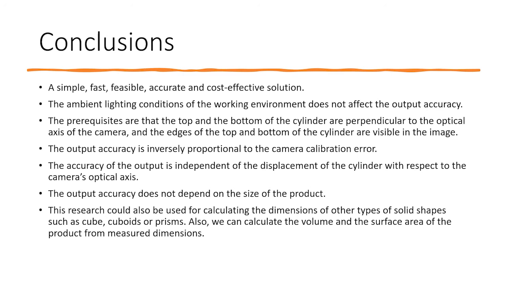Also, the output accuracy is inversely proportional to the camera calibration error, and the accuracy of the output is independent of the size of the product and the displacement of the cylinder with respect to the camera's optical axis. Moreover, we can use this research to calculate the dimensions of other types of solid shapes such as cuboids or prisms. We can also calculate the volume and the surface area of the product from measured dimensions using this method.